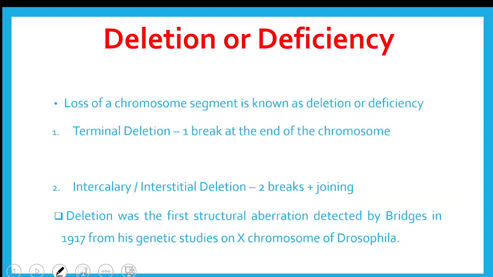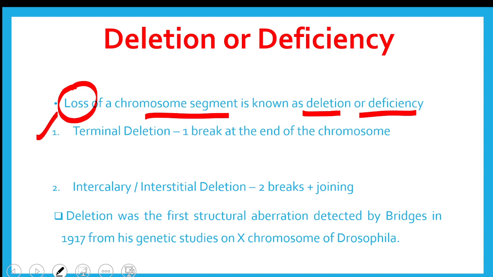Now let us deal with them one by one. Deletion or deficiency. Deletion is always a loss. Loss of a chromosome segment is called deletion or deficiency. It is of two types: one is called terminal deletion, the other is called intercalary or interstitial deletion.